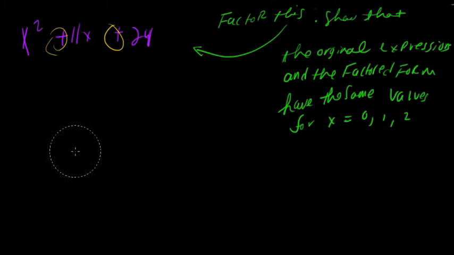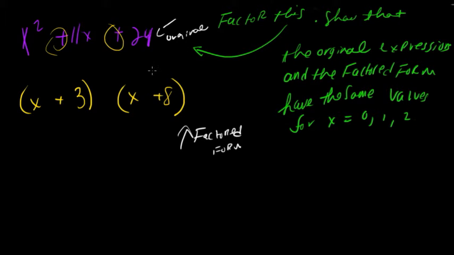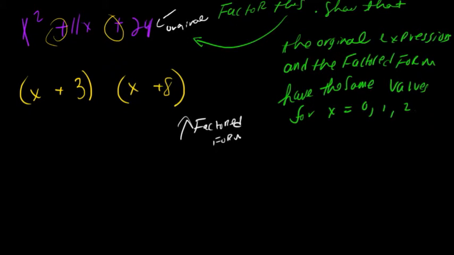Let's go ahead and erase everything. So 3 and 8. If we're factoring into the product of two binomials, which we are, we know x will go here and x will go here. And since they're all plus, everything's going to be positive. We'll substitute a 3 and an 8. Now, to prove these two, let's say this is the factored form, and this is the original form. We're going to prove that the original form and the factored form have the same values for x equal to 0, 1, and 2.